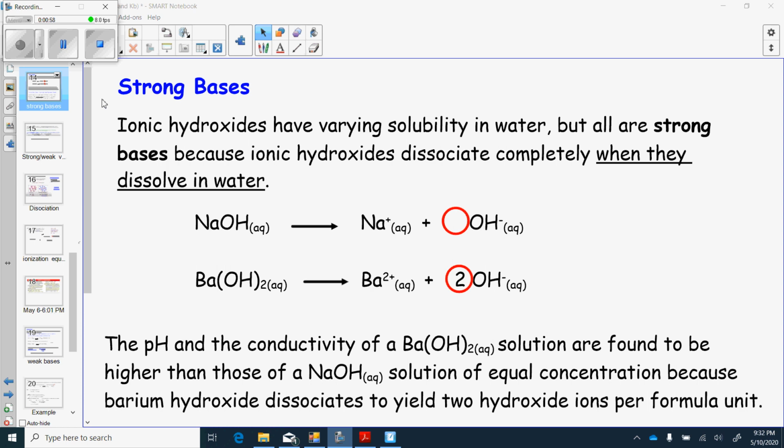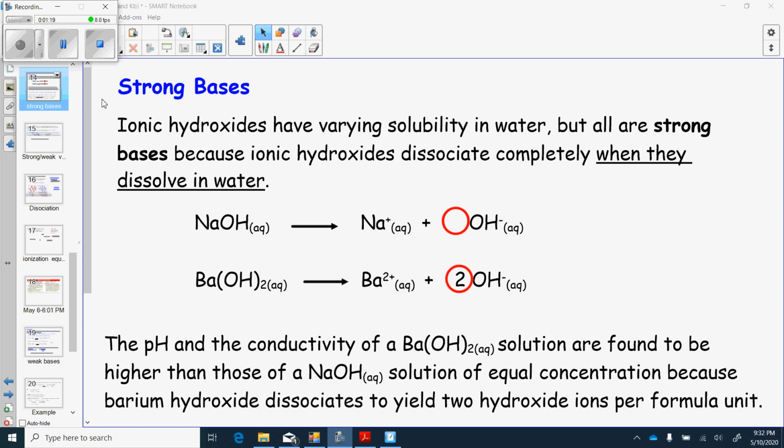In this video, we're going to take a look at bases, strong and weak bases, and instead of calling it the ionization constant for acids, it's the dissociation constant for bases. And so Ka will become Kb. With strong bases, they're quite easy to recognize.